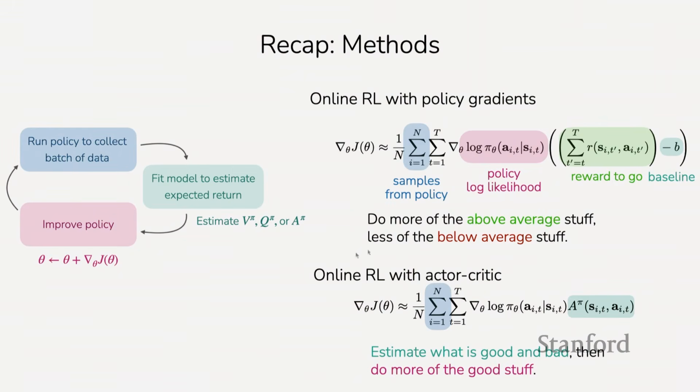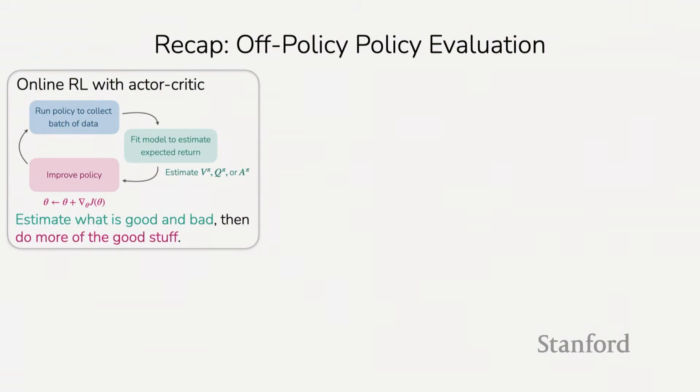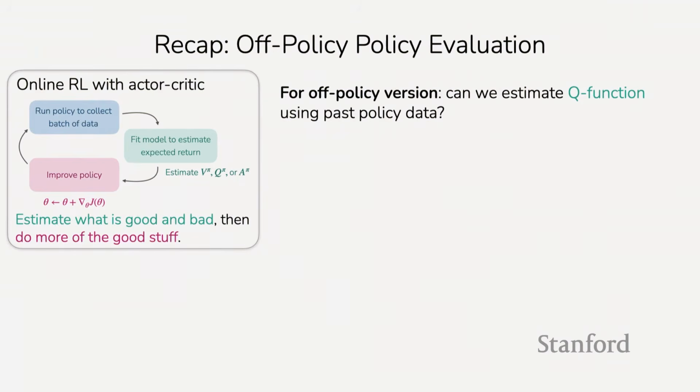Last lecture focused a lot on how to do this actor-critic algorithm in an off-policy way. So instead of only using the data from the current iteration, we try to use all of the past data from all past iterations. And to do that, we needed to be able to estimate a Q function from past policy data.